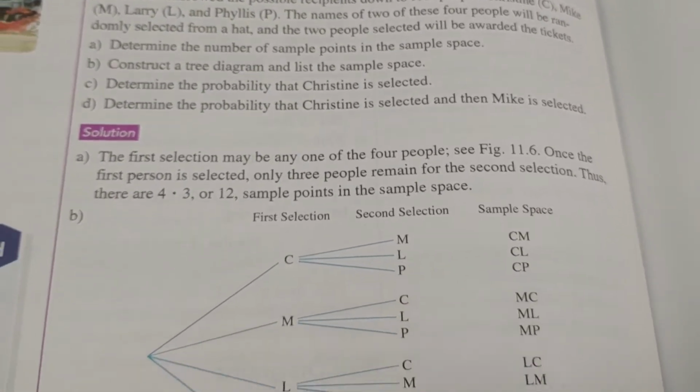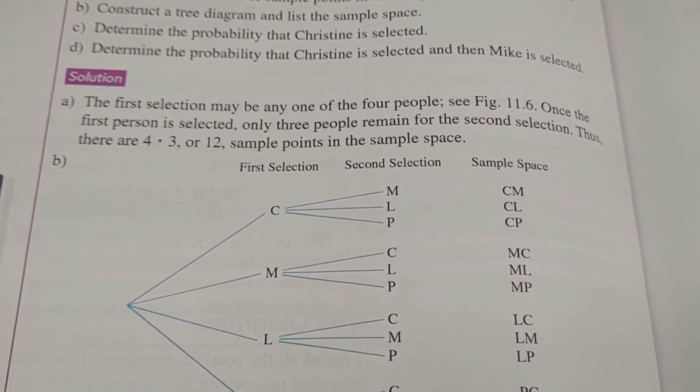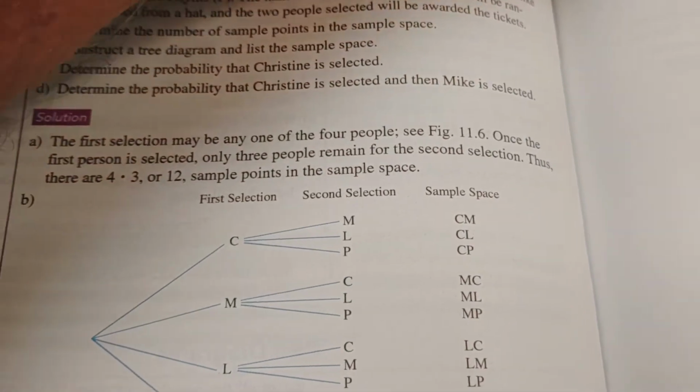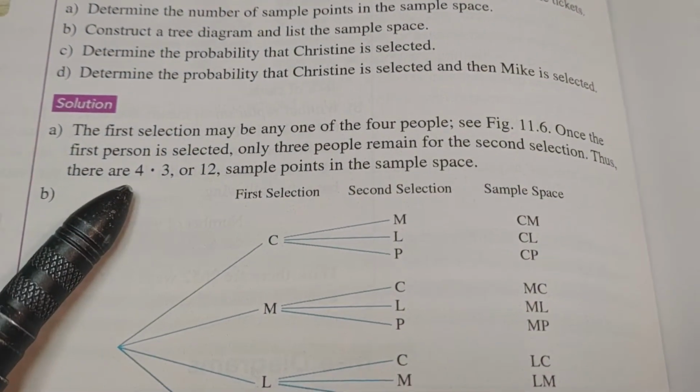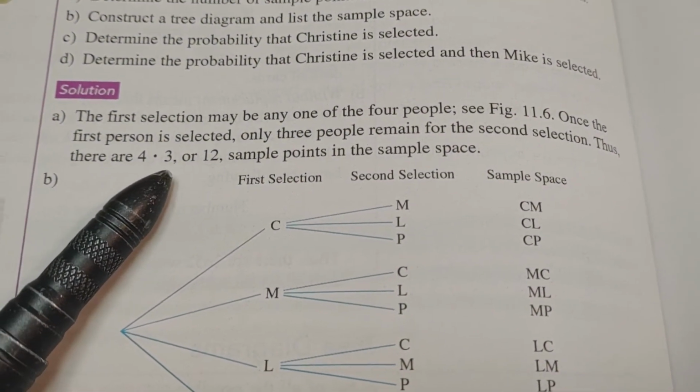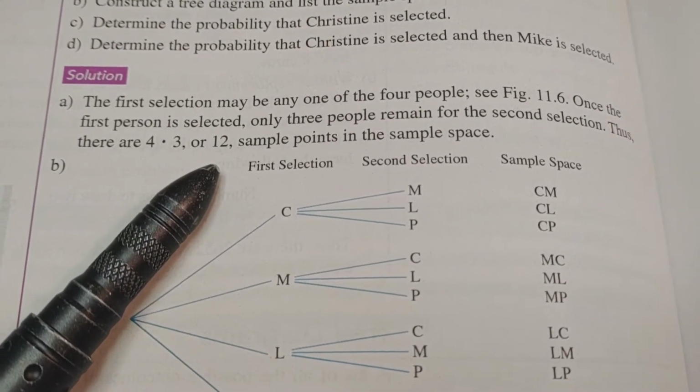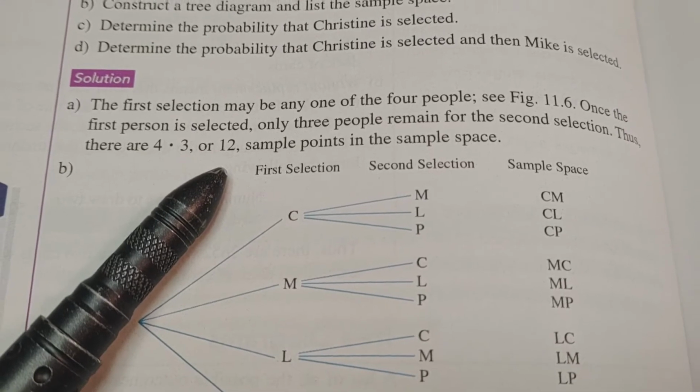It says determine the number of sample points in the sample space, construct a tree diagram and list the sample space, determine the probability that Christine is selected, then determine the probability that Christine is selected first, then Mike is selected. So first of all, the first selection would be a 4, because you've got 4 individuals. But we're not replacing, so the next selection would be out of 3 individuals. So 4 times 3 is 12. So there's our sample space, 12.